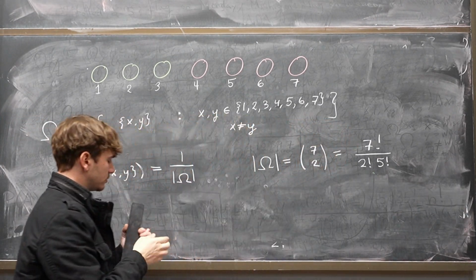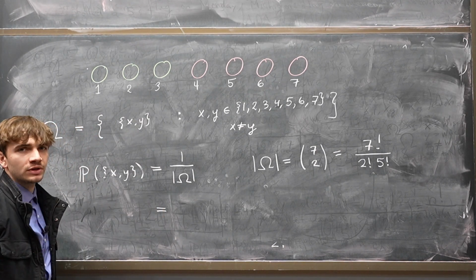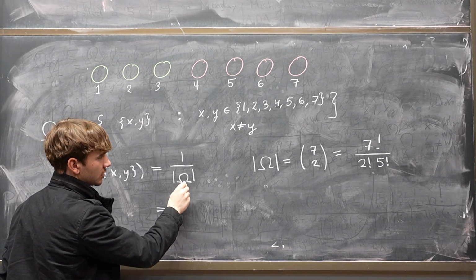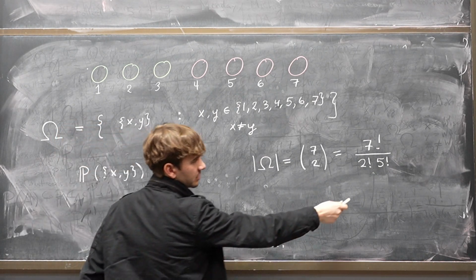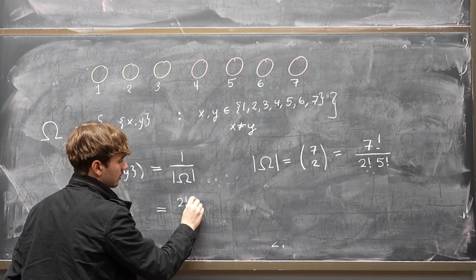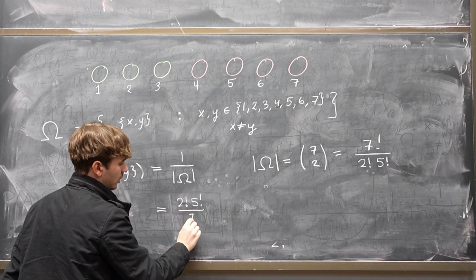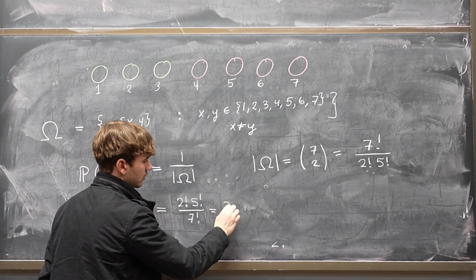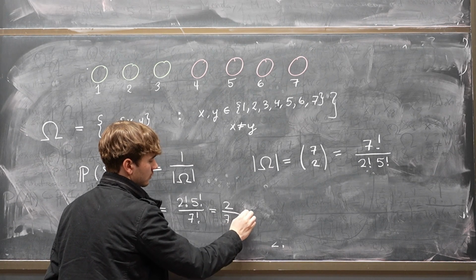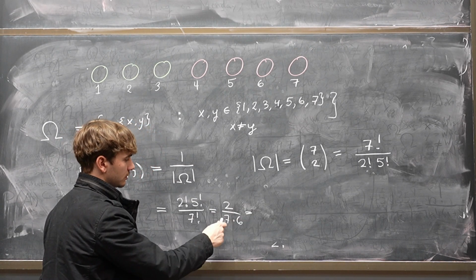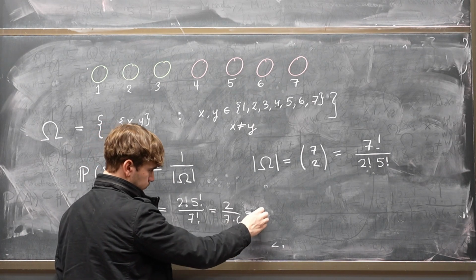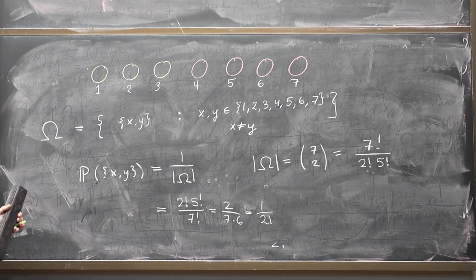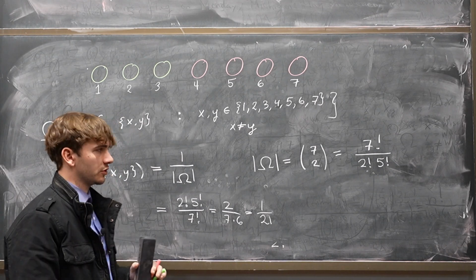And so now we've determined that the probability of each individual outcome in this sample space is 1 over the cardinality of omega, which, if I just flip this fraction over here, is 2 factorial times 5 factorial over 7 factorial. If we expand this out, this is 2 over 7 times 6, which is equal to 1 over 21. So each possible outcome has a probability of 1 in 21 of occurring.